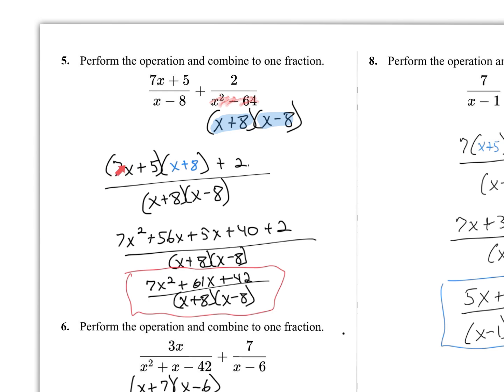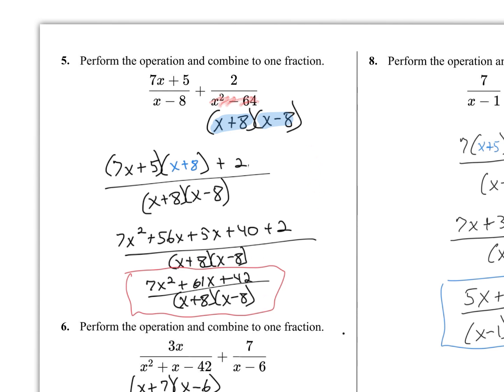So the F, the first terms, 7x times x, 7x squared. 7x times 8, 56x. Then we go inside here, or this 5 times both of these terms. 5 times x is 5x, and 5 times 8 is 40. And then don't forget the plus 2. All over, again, x plus 8, x minus 8.